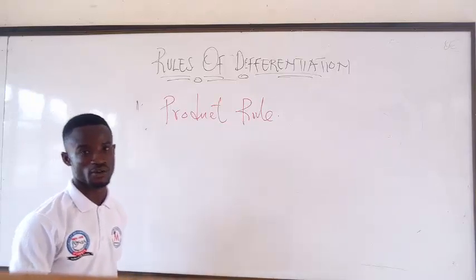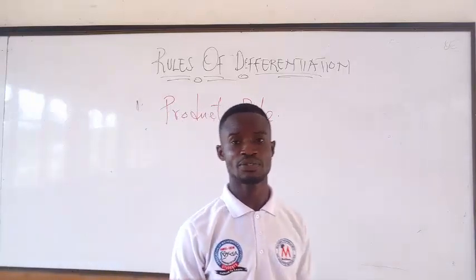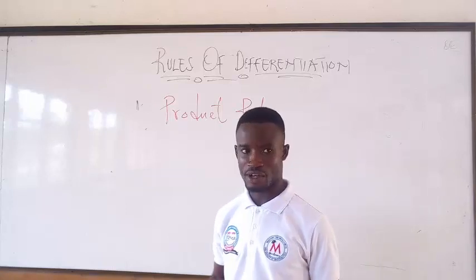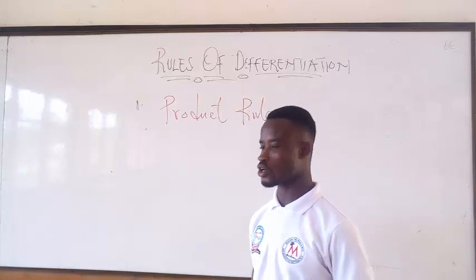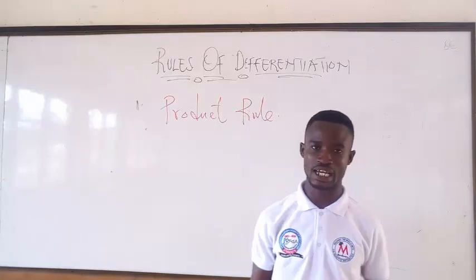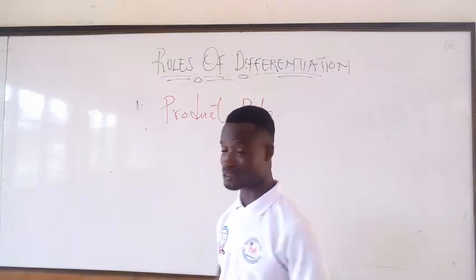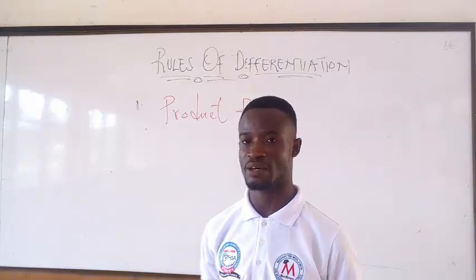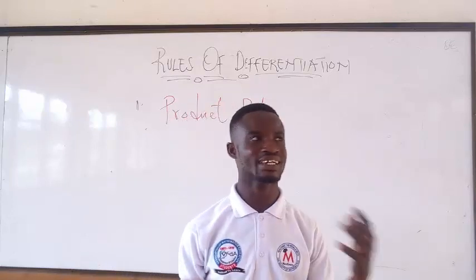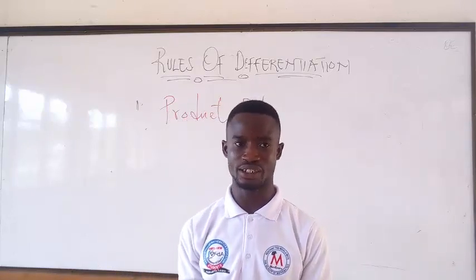So in this video we are going to look at the rules of differentiation. We have about 3 rules of differentiation. So let's start with the product rule. When we talk of product, we mean multiplying something. That means two functions being multiplied, right?